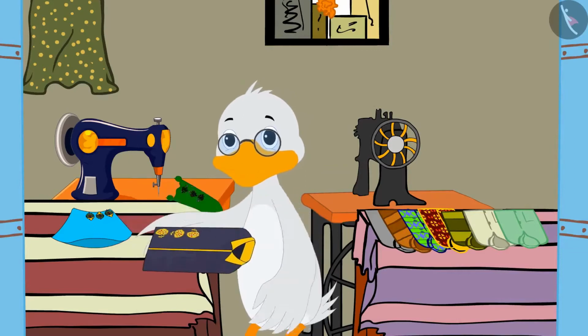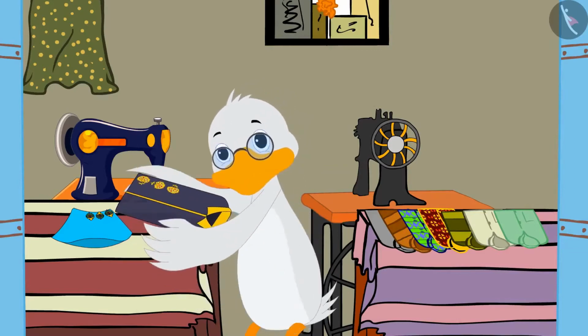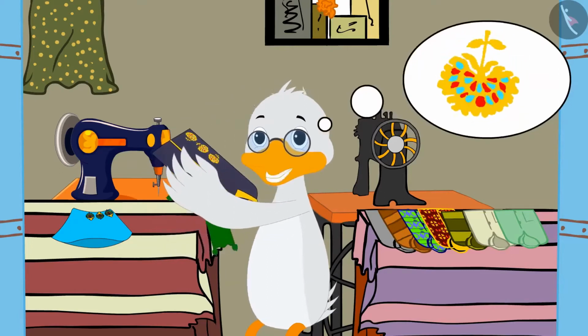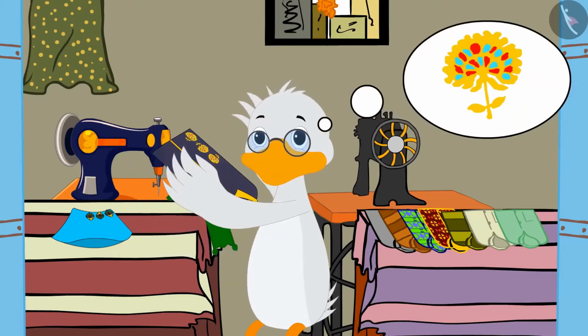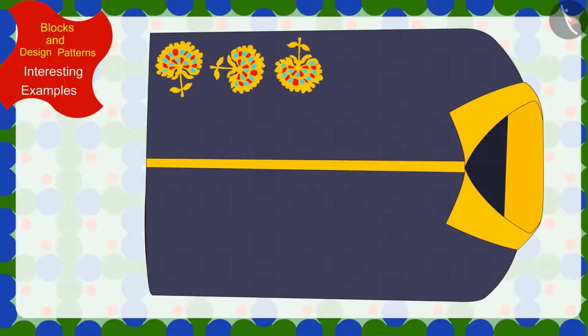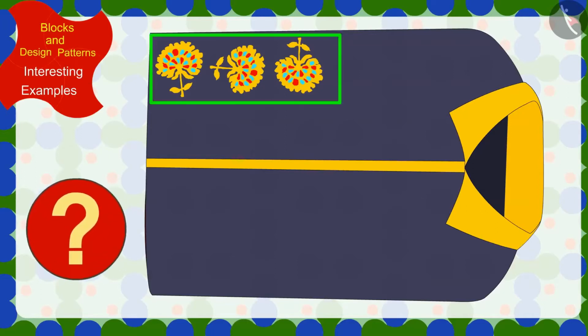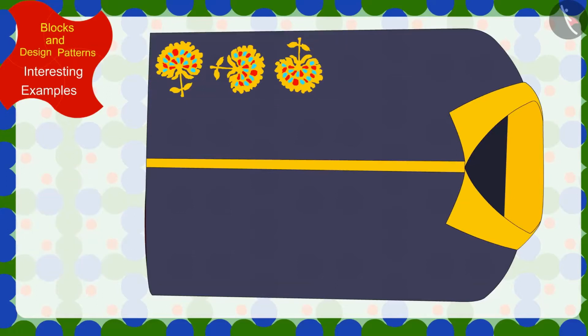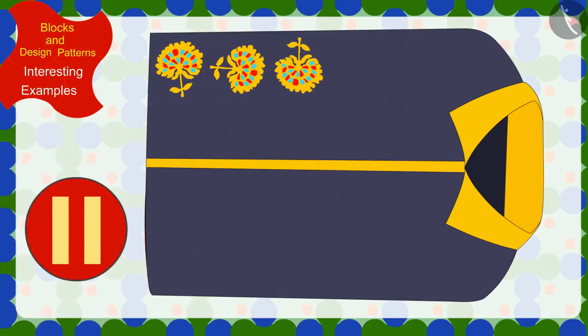First, Uncle took the shirt of this design. What rule has Kittu used to make this pattern? Thought Uncle. Children, can you help Uncle recognize the rule of this pattern made by Kittu? If you wish to, you can find the solution by stopping the video.